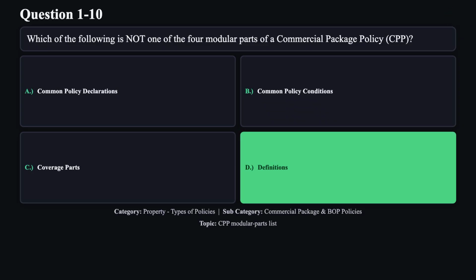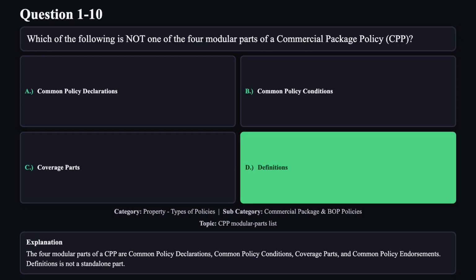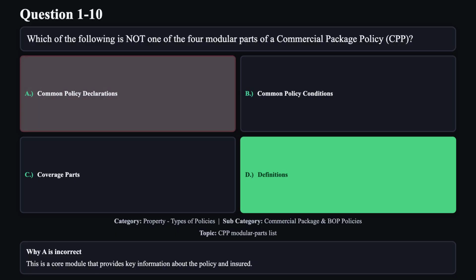The correct answer is D. The four modular parts of a CPP are common policy declarations, common policy conditions, coverage parts, and common policy endorsements. Definitions is not a standalone part. Reason A is not correct. This is a core module that provides key information about the policy and insured.